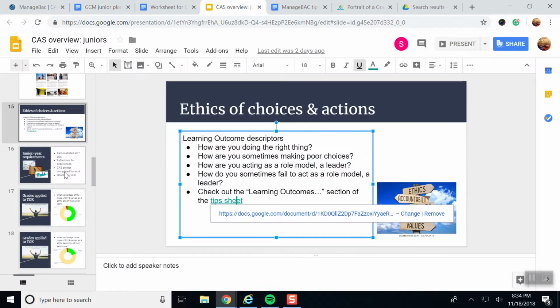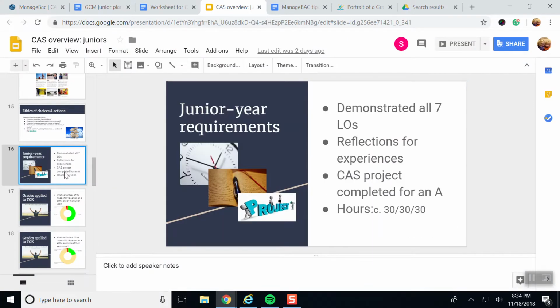Before I show you ManageBack, the idea is that you guys have certain requirements your junior year. So to continue in the IB program, you have to have at least all 7 learning outcomes demonstrated, and that means that you've reflected on them. And again, you can do this in written or recorded fashion. And those are those reflections that I talked about. They're kind of like mini college essays.